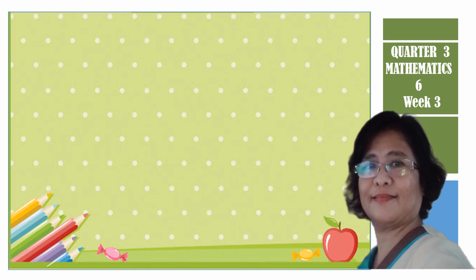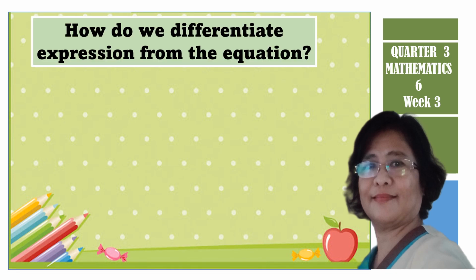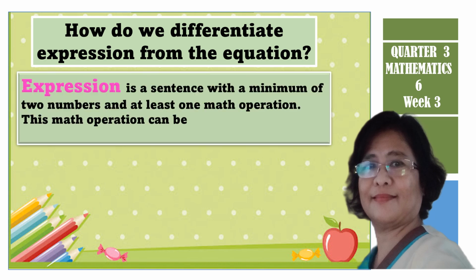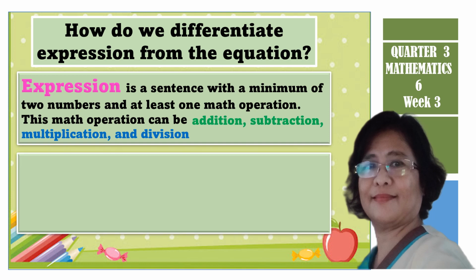How do we differentiate expression from equation? An expression is a sentence with a minimum of 2 numbers and at least 1 math operation. This math operation can be addition, subtraction, multiplication, and division. Here are some examples of expressions.